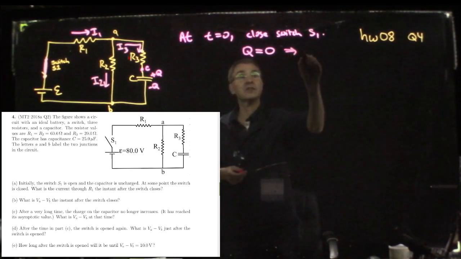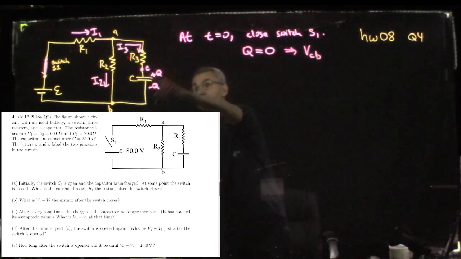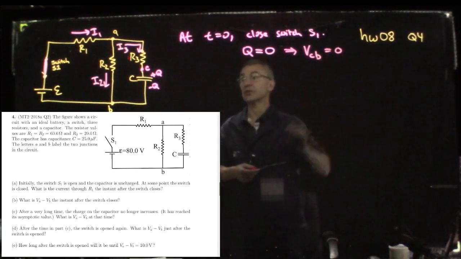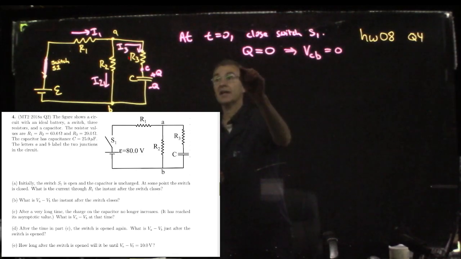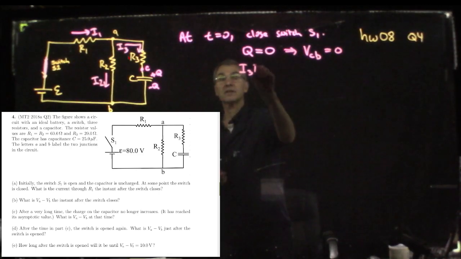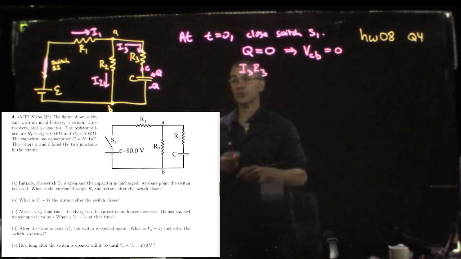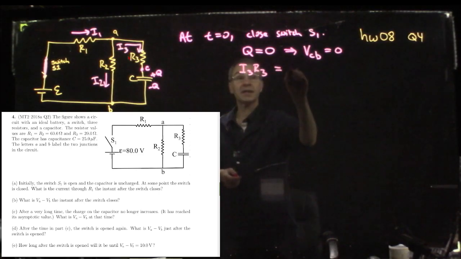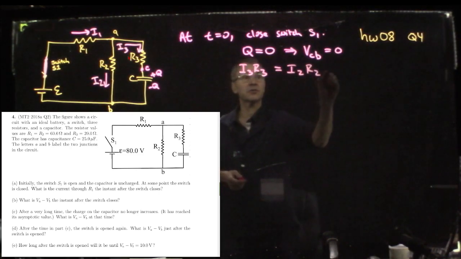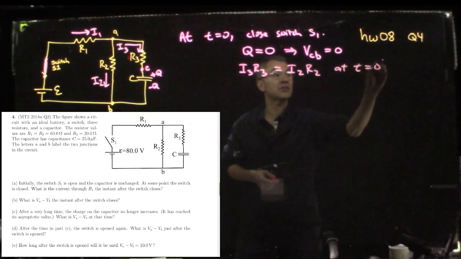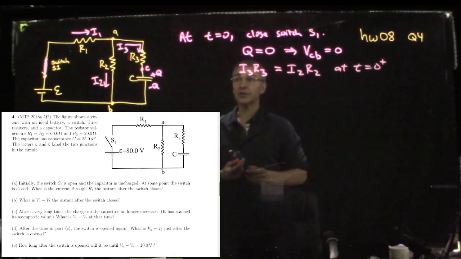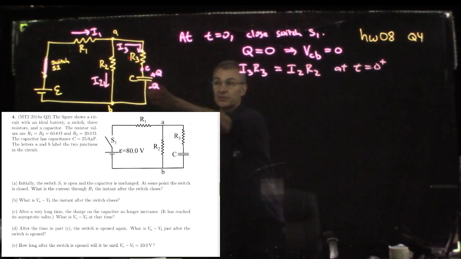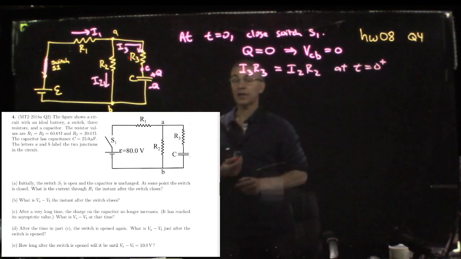So that means VCB, this point minus this point, equals 0. Then I3 R3, the voltage drop across resistor R3, is the same as I2 R2 at t equals 0 plus, an instant after we close the switch. So R2 and R3 are in parallel, because this capacitor is basically like a wire at that instant when it has no charge on it.